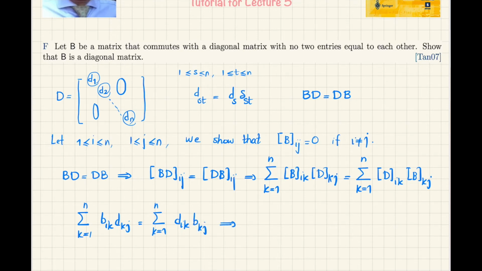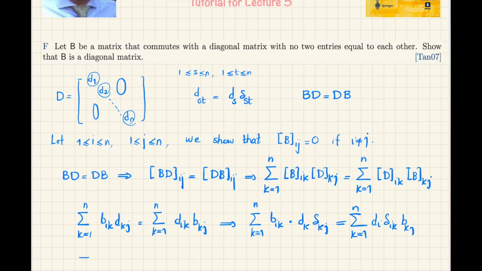But then what can I write? Instead of d_kj, I can use this rule and write sigma, k goes from 1 to n, of b_ik multiplied by d_k delta_kj. Yes? So here what I have done, instead of s in this formula, I have written k, and instead of t I have written j, and this is the thing that we get. Similarly, I can do the same thing on the right hand side. Instead of d_ik, I can write d_i delta_ik, and then I have b_kj.